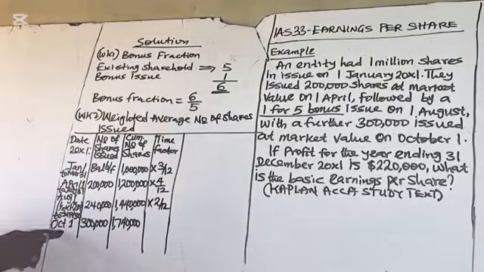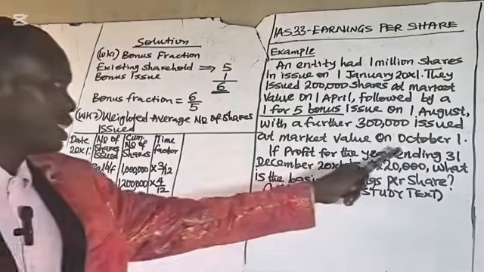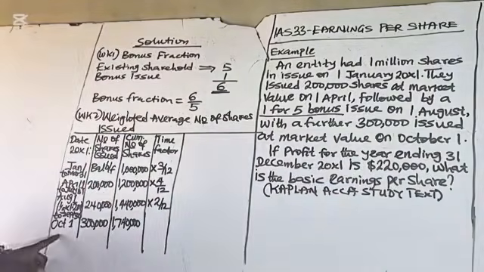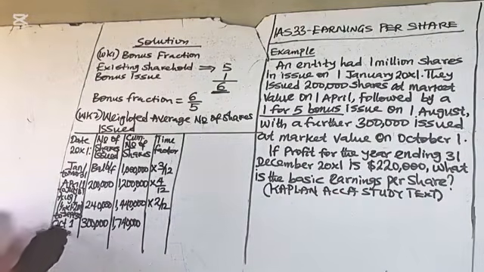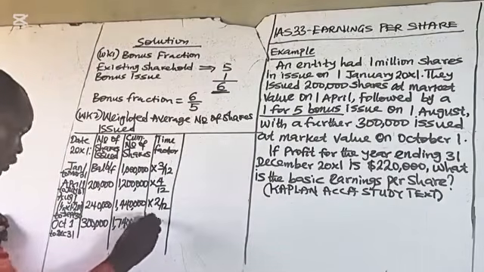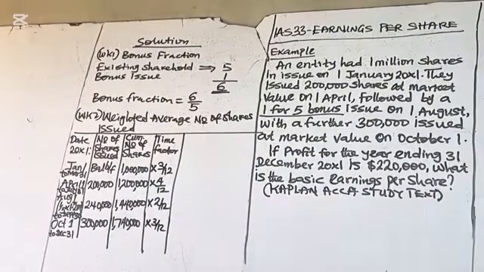Then the next one was issued on October 1st. October to the end of the year. The accounting year end is 31st December. That means we have from October 1st to December 31st, and that is October, November, December, which is 3 months, times 3/12.